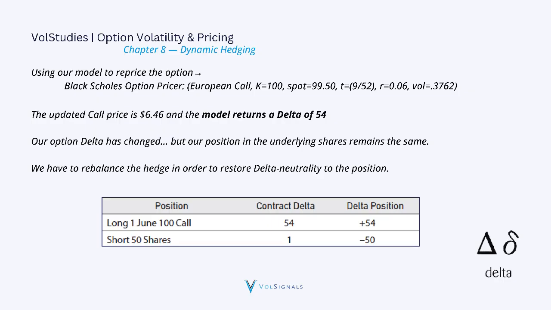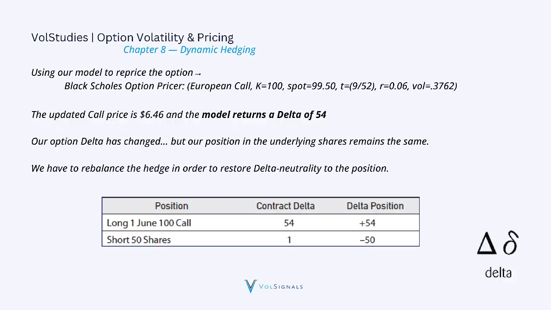Now remember, our initial hedge is short 50 shares, but now after 1 week and our move higher in the stock, our delta is 54. We are now unbalanced. Our option delta changed, but our position in the shares is still the same. We need to adjust or rebalance the hedge to restore this delta neutrality to the position.